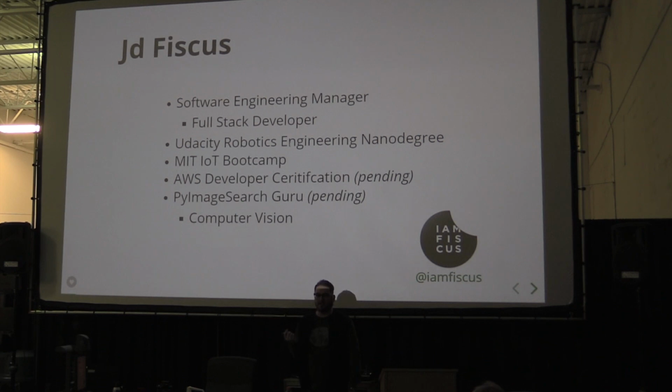So a little bit about myself. My name is JD Fiscus. I'm a software engineering manager at Accenture. I have a background in full stack development. Graduated from the Udacity Robotics Engineering Nano degree last July. And then in 2017, I went to MIT Internet of Things Bootcamp.